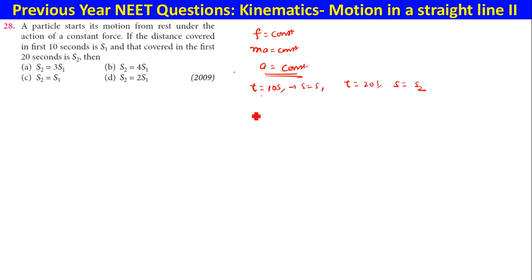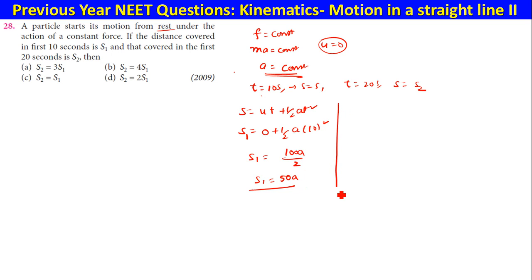Let us see. s is equal to ut plus half at square. The particle is starting from rest, so initially u is equal to 0. What is s here? s1 only. Initial velocity u is 0, half a is nothing but a, and t square is 10 square. So s1 is equal to 100a by 2, that is 50a.